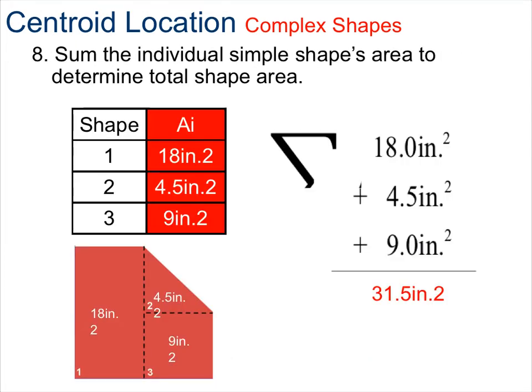Now in step 8, you're going to take the sum of each of the individual simple shapes' areas to determine the total shape area. So the 3 shapes had areas of 18 square inches, 4.5 square inches, and 9 square inches. If I add that up, I get 31.5 square inches.